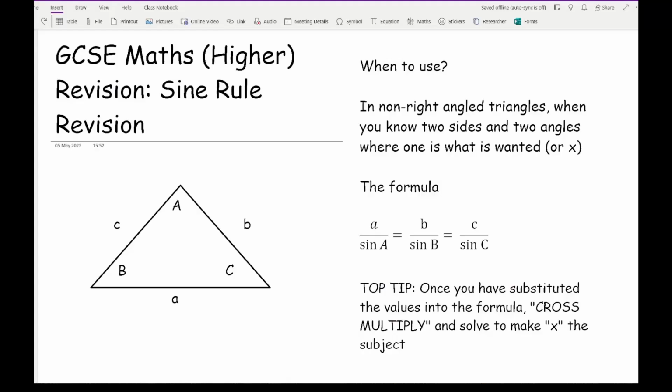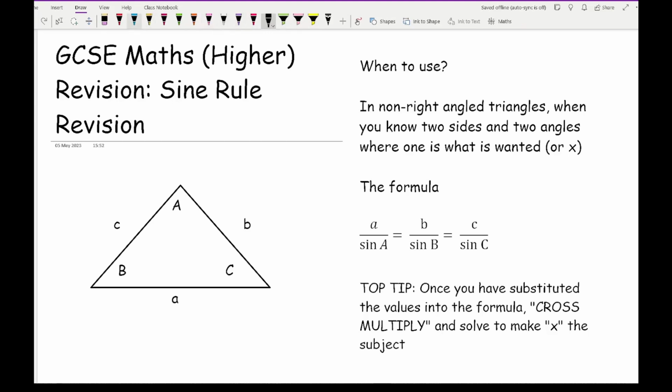Now before we get started working through some questions related to the sine rule, let's have just a quick glance at what it is we need to revise when revising the sine rule. The first thing is, when do you actually use it? Well, we use it when you've got non-right angle triangles and you are given two sides and two angles, where one of them is what you want, or has been labelled X, let's say.